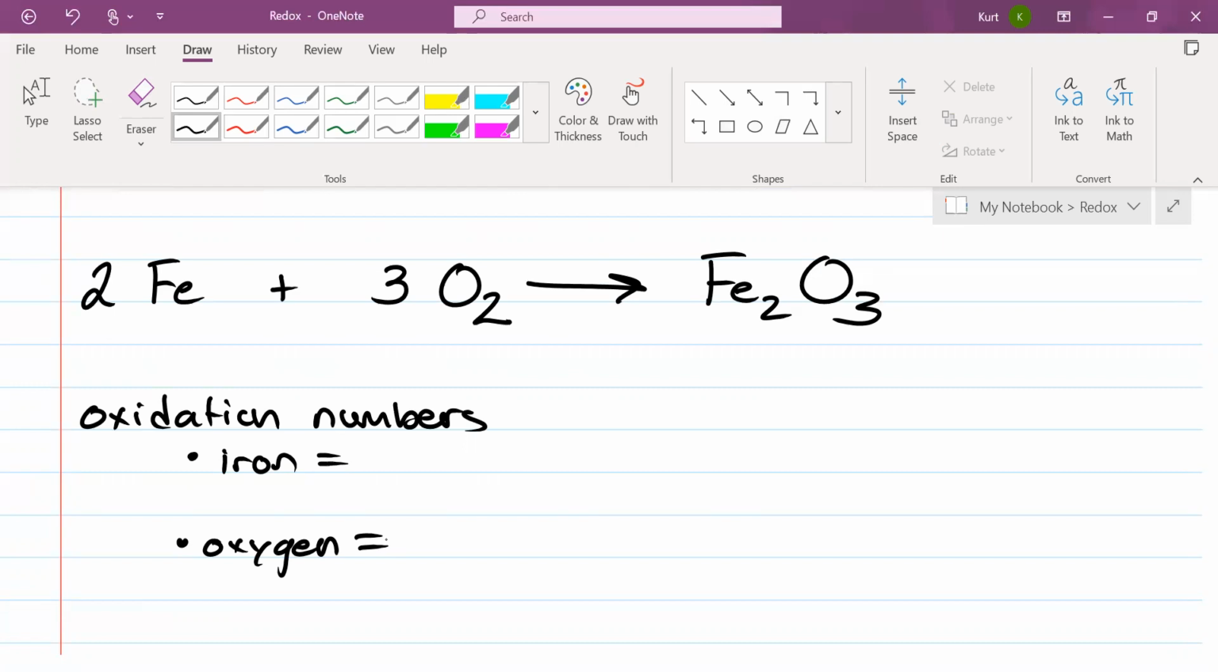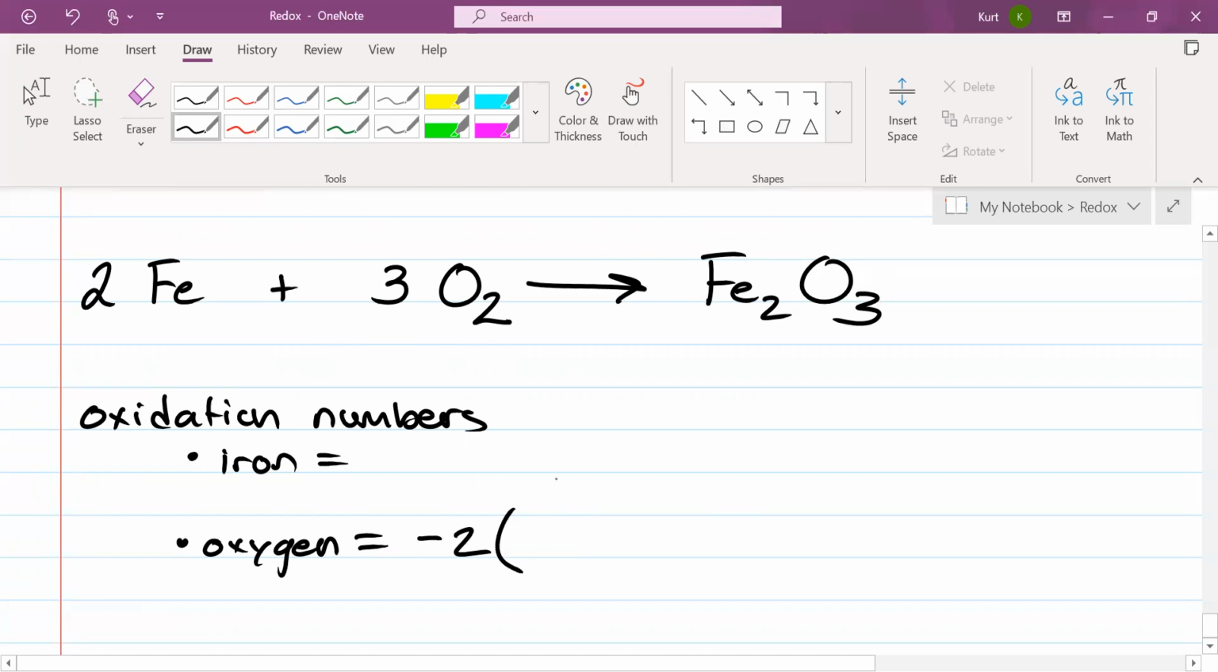It's bonded to oxygen in this problem. You do know what the charge, or excuse me, in this case, the oxidation number of oxygen. What is the oxidation number of oxygen? -2. How many oxygens are there? We have a coefficient of 3 and a subscript of 2. So what is 3 times 2?